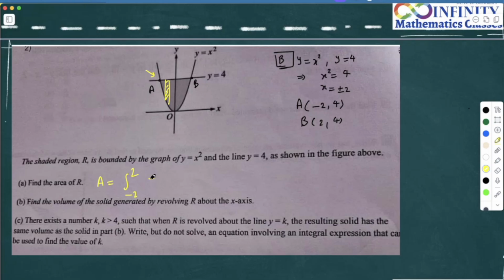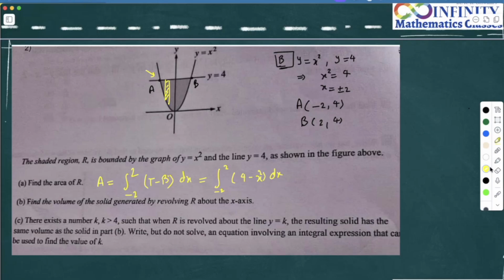What is the top minus bottom? You need to just plug in the values. So it'd be the integral from minus 2 to 2 of 4 minus x squared dx. What is the top curve? y equals 4. The bottom curve is going to be x squared. dx. And I hope it is an easy task to calculate. Do you agree? Yes. So I can leave up to this point.